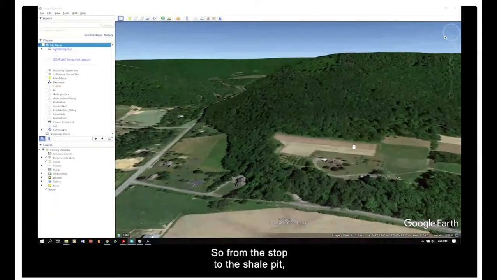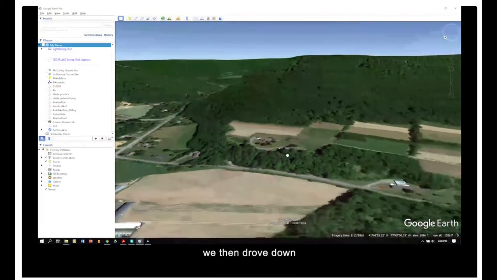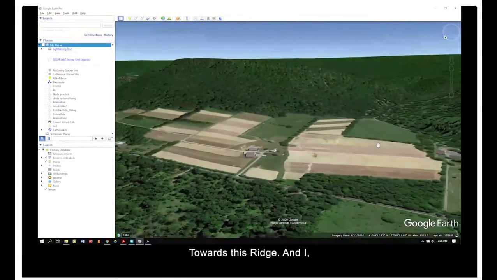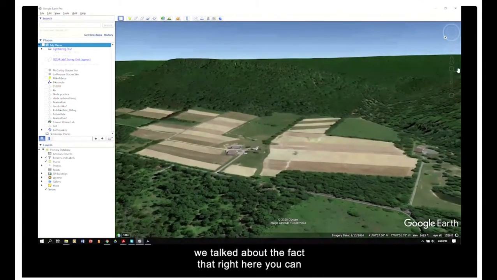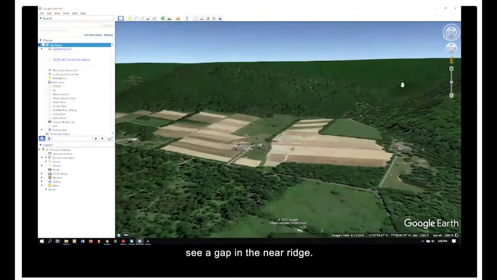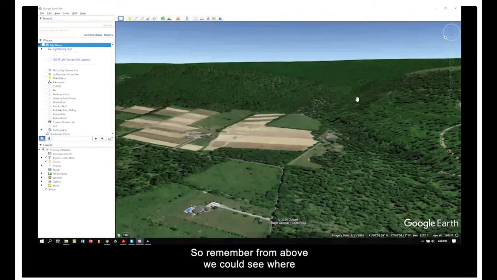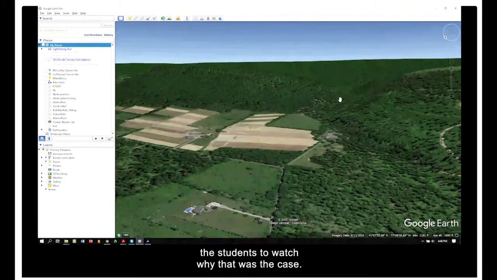So from stop 2, the shale pit, we then drove down this road, and I had everybody looking out towards this ridge. And we talked about the fact that right here, you can see a gap in the near ridge. So remember from above, we could see where those gaps were, those truncations in the ridge, and I asked the students to watch why that was the case.